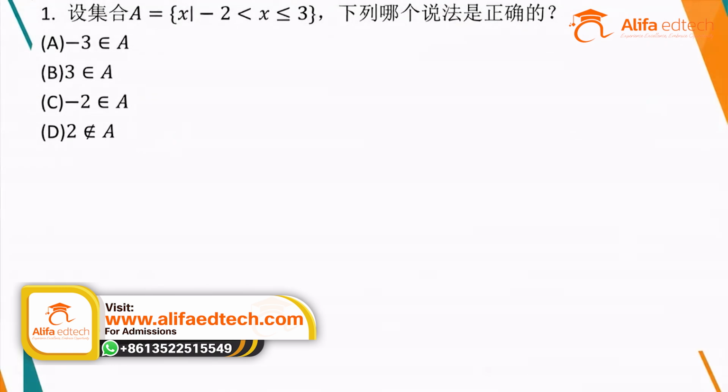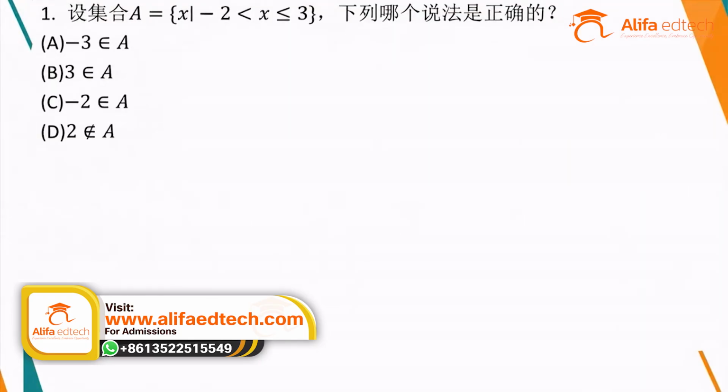Option B claims that 3 is an element of set A. As we just analyzed, the definition includes the condition of equality, allowing x to take the value of 3. Thus, 3 is indeed an element of set A. Therefore, option B appears to be correct.